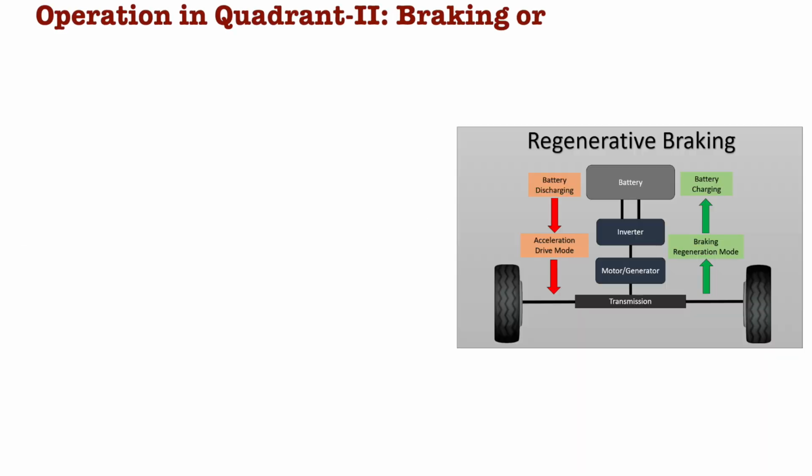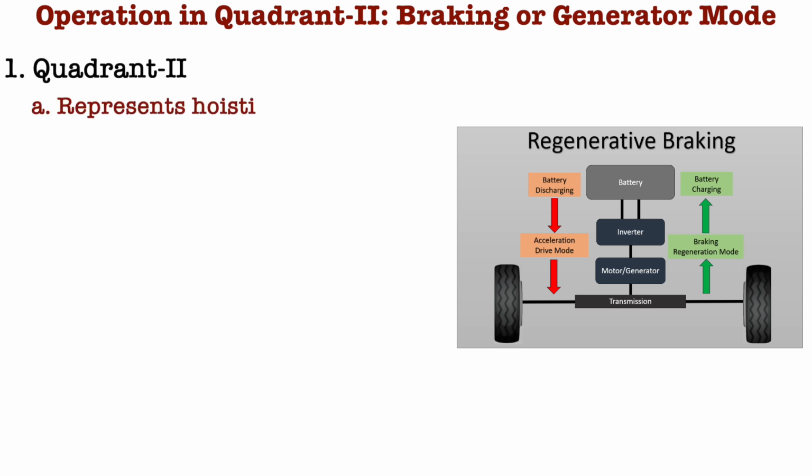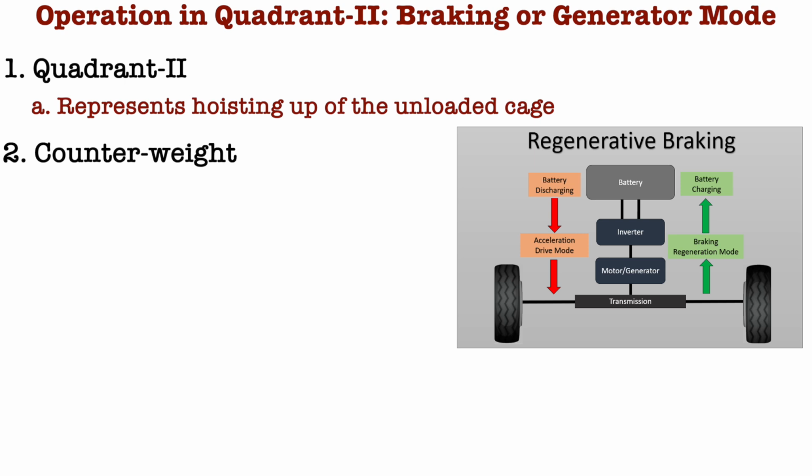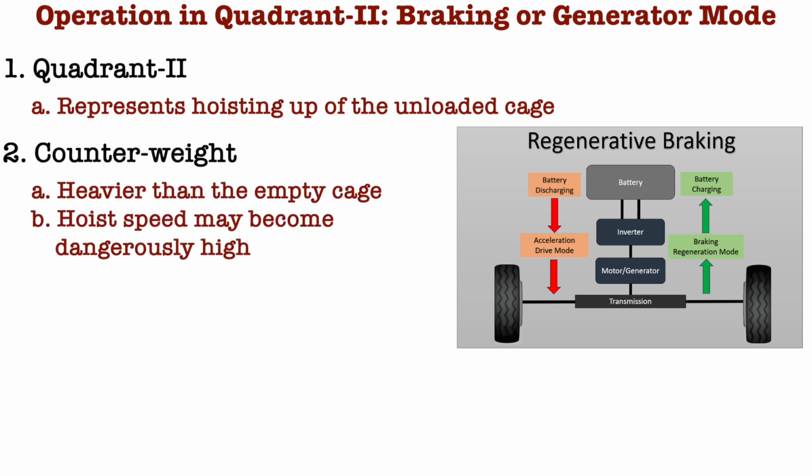After completing the quadrant 1 operation, let us see what is quadrant 2 operation. The hoisting up of the unloaded cage is represented in the second quadrant. Since the counterweight is heavier than the empty cage, the speed at which the hoist is moved upwards may attain a dangerously high value.